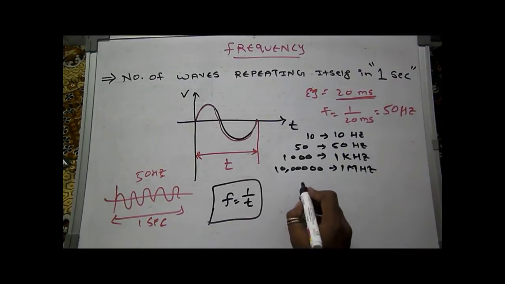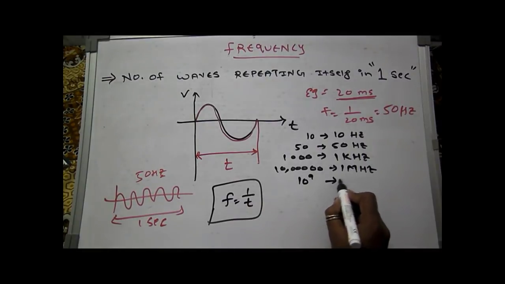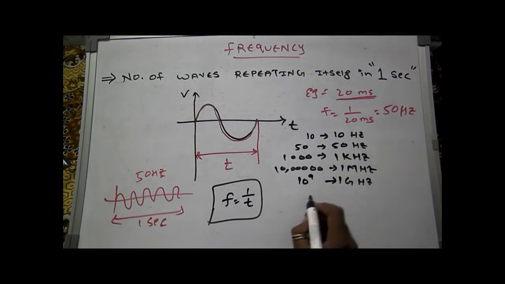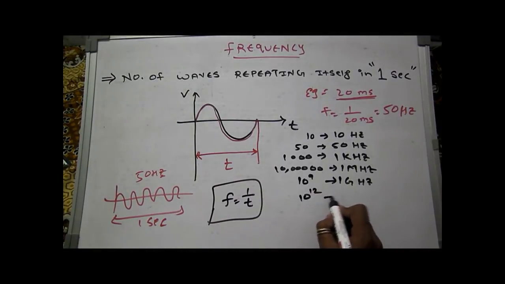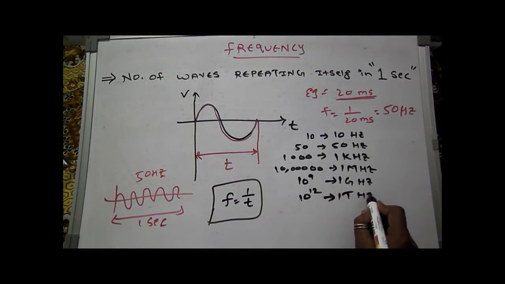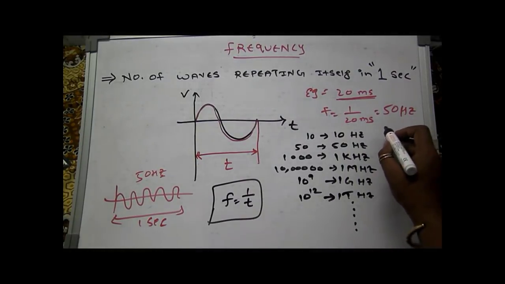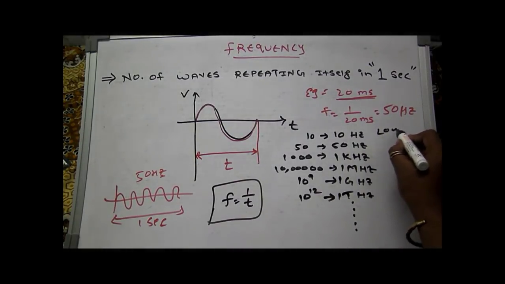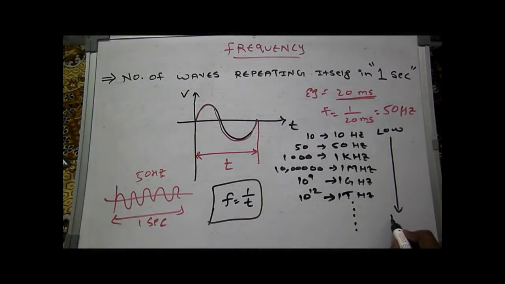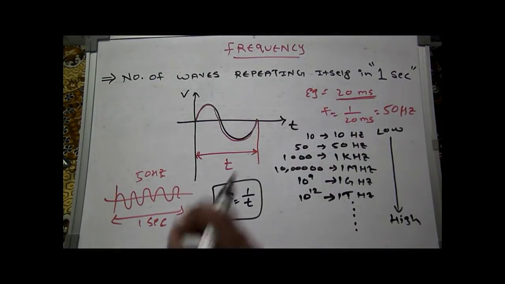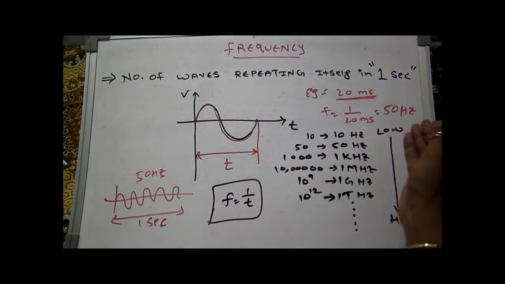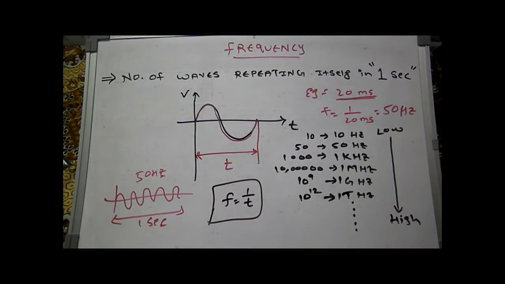So frequency goes on increasing. If we increase more waves, that is if we take 10 raised to 9 waves in 1 second, then it is 1 gigahertz. If we go on increasing to 10 raised to 12 waves, then it is 1 terahertz, and so on. So frequency increases from low frequency to high frequency. Depending upon the number of waves, frequency decreases or increases. If there are fewer waves in 1 second, then it is low frequency. If there are many waves in 1 second, then it is called a high frequency.